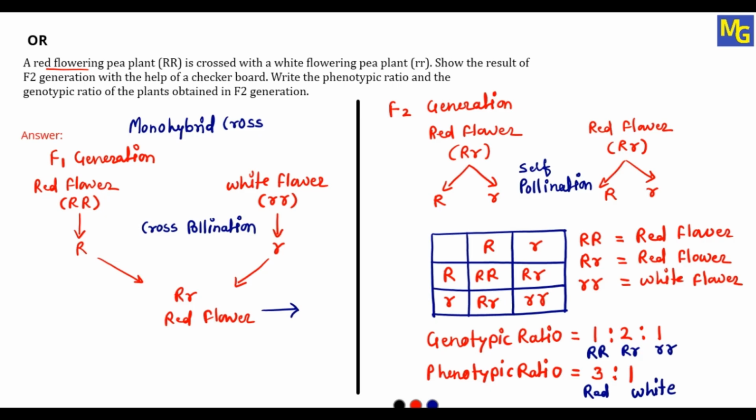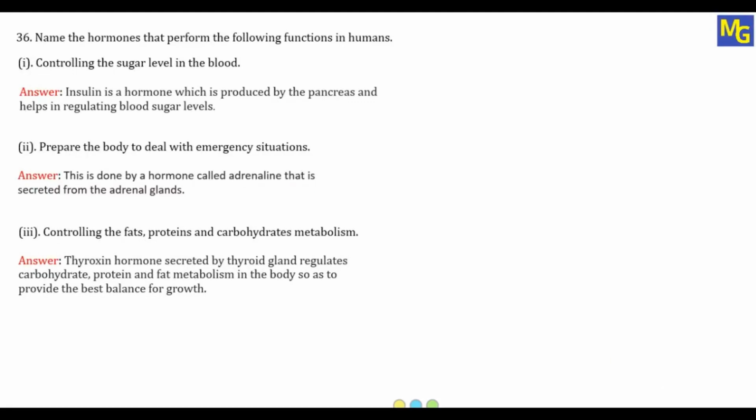Now we are going to move with the next question. Now the next is question 36, that is, name the hormones that perform the following functions. So here functions have been given and we have to write the hormone name. First one, controlling the sugar level in the blood. So which hormone will control the sugar level in the blood? The hormone is insulin. Insulin is the hormone which is produced by the gland called pancreas and helps in regulating the blood sugar level.